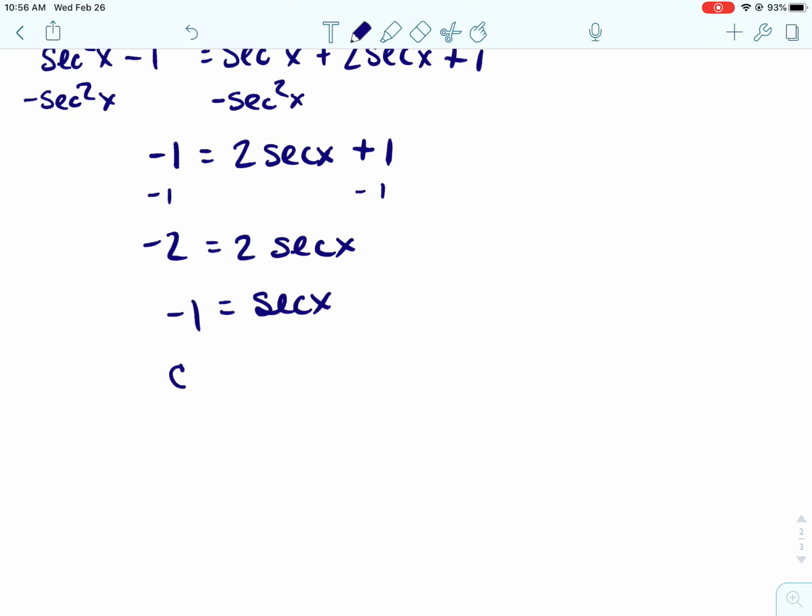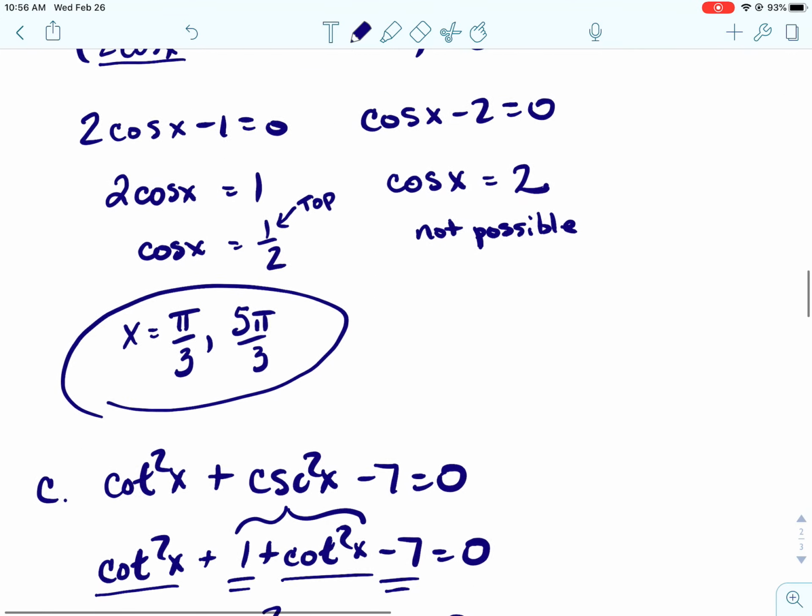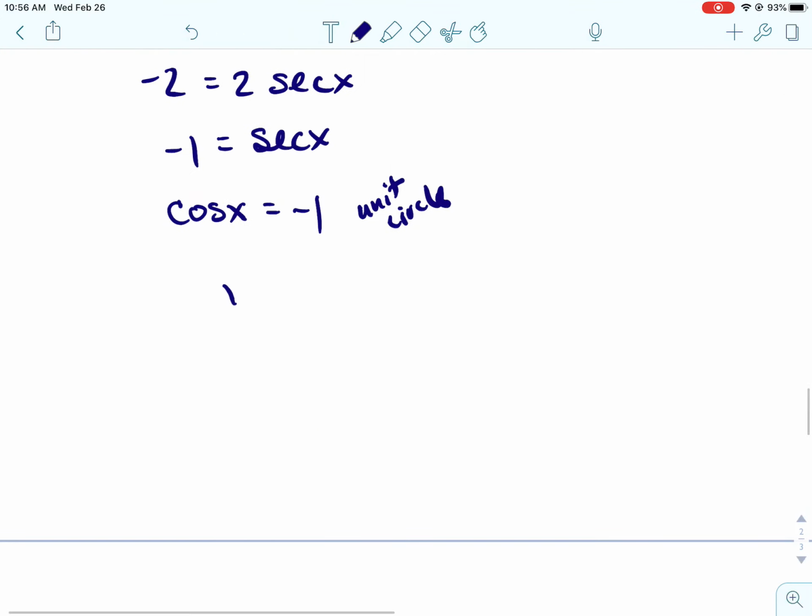So if I know the secant of x is negative 1, what is the cosine of x? Also negative 1. All right, so if I have sine or cosine equal to negative 1, where do I go for that? Unit circle, good job. All right, so I'm looking on that unit circle for an x coordinate to be negative 1. There it is. What do y'all think? Which one has the x coordinate of negative 1? Pi. There we go. We're not done with this problem.